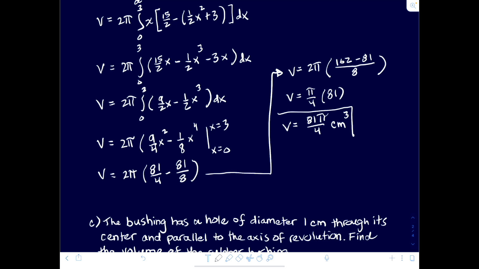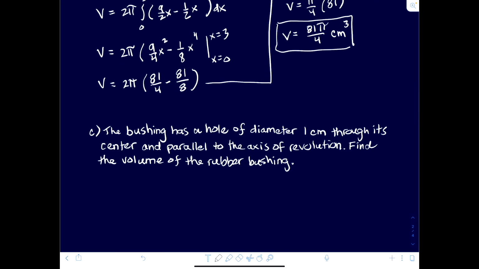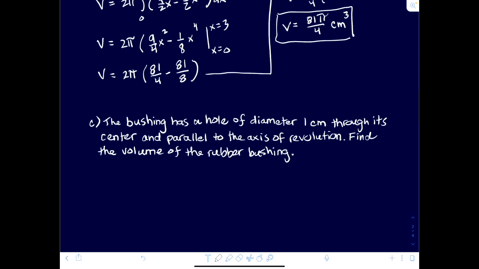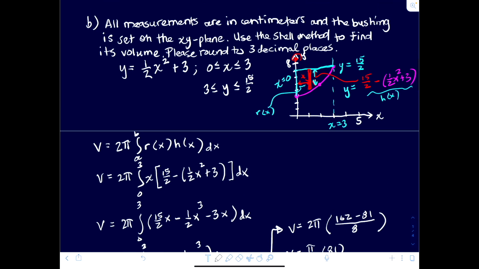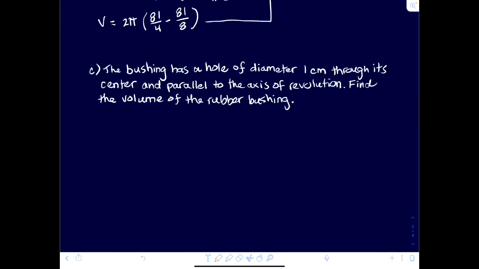Cool? All right. So next up, it changes a bit. It says the bushing has a hole of diameter 1 centimeter. So that means that in this image, we're going to have to adapt for 1 centimeter. But remember, you have to consider just half of that because you're going to be rotating around. So let me do a cleaner drawing for this one.